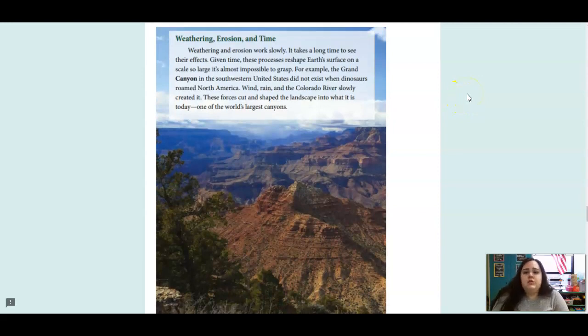Weathering and erosion work slowly. It takes a long time to see their effects. Given time, these processes reshape Earth's surface on a scale so large it's almost impossible to grasp. For example, the Grand Canyon in the southwestern United States did not exist when dinosaurs roamed North America. Wind, rain, and the Colorado River slowly created it. These forces cut and shaped the landscape into what it is today, one of the world's largest canyons.